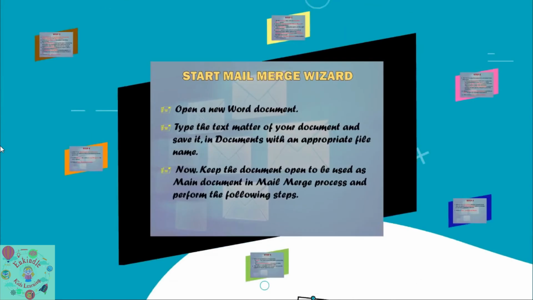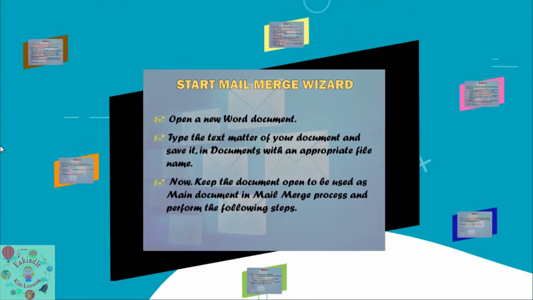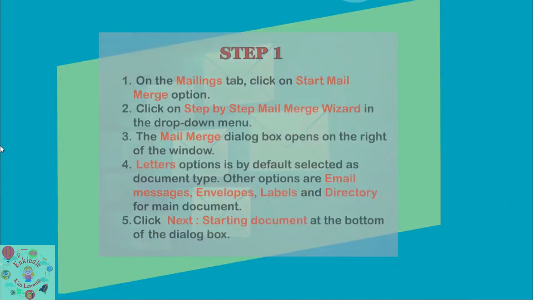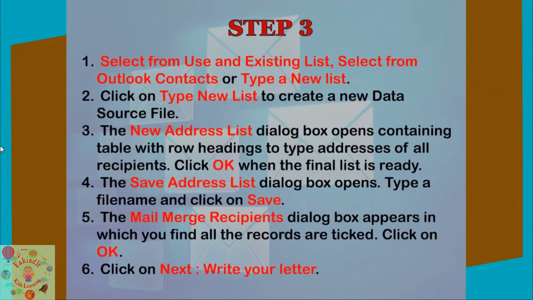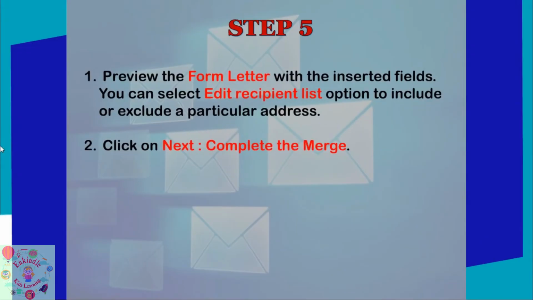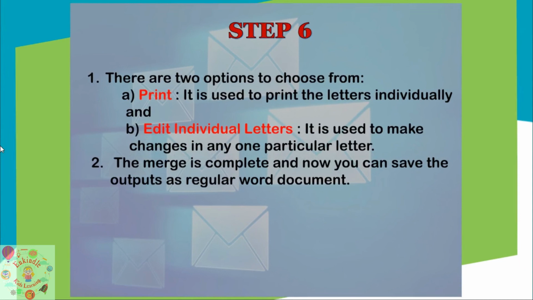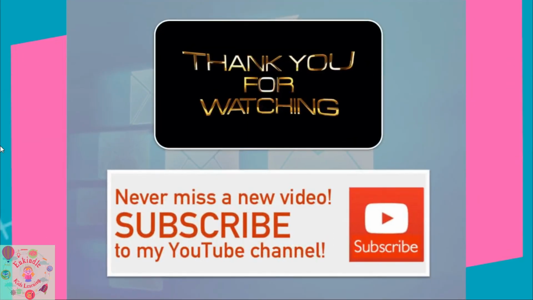Moving forward, we saw how to start Mail Merge Wizard. There are 6 steps. First, you need to open a new document, then type the text matter of your document and save it in Documents with an appropriate file name. Now keep the document open to be used as main document in Mail Merge process, and then follow the 6 steps which were discussed. With this lesson, I wind up the MS Word chapter.